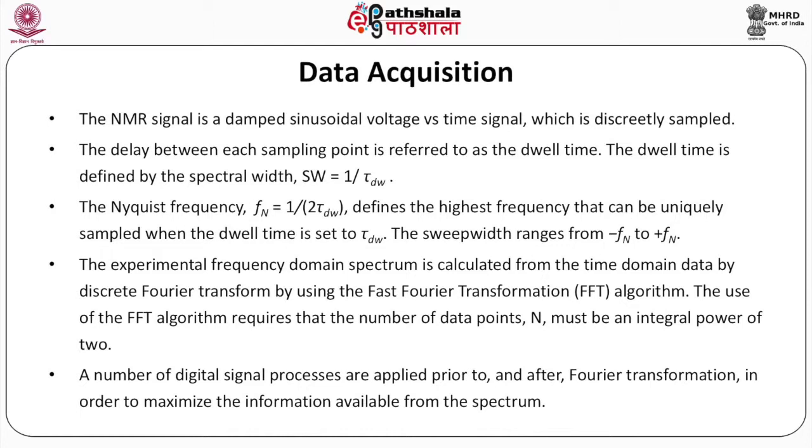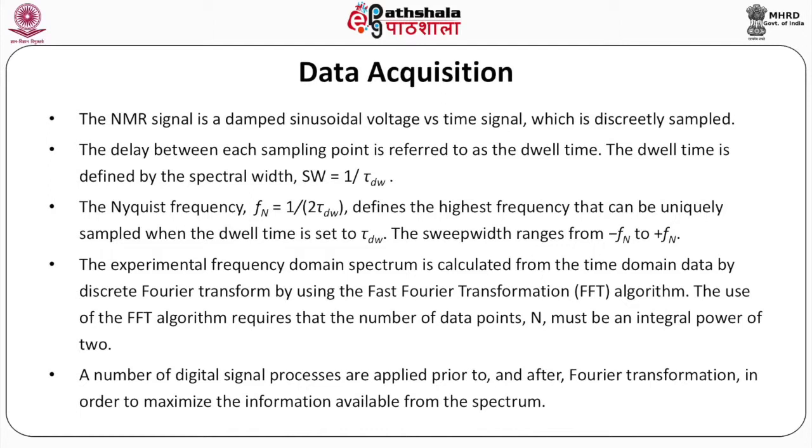The experimental frequency domain spectrum is calculated from the time domain data by discrete Fourier transform, using the fast Fourier transformation (FFT) algorithm.